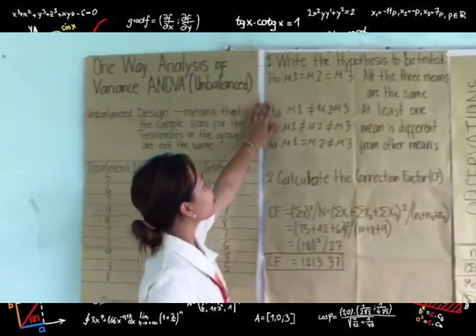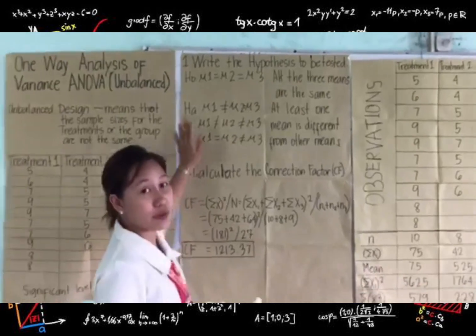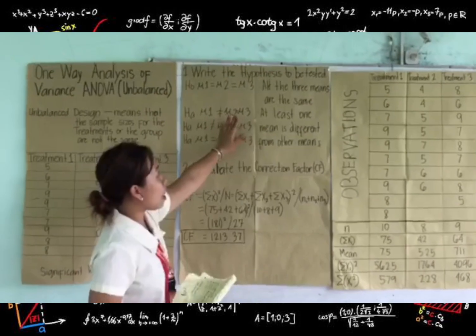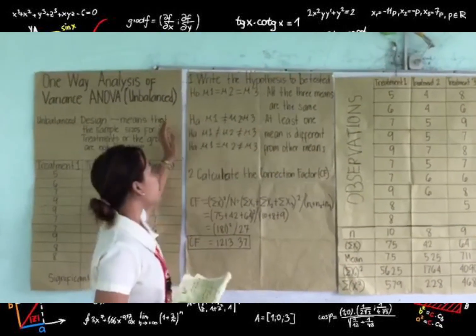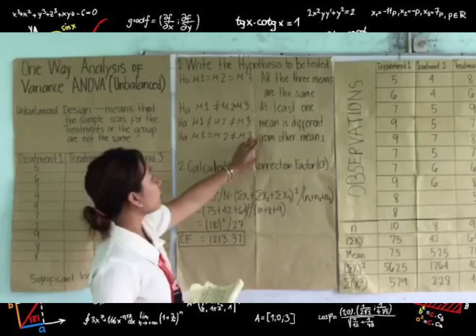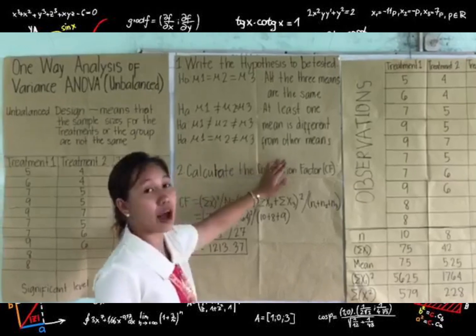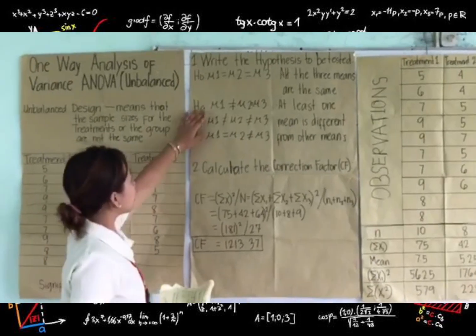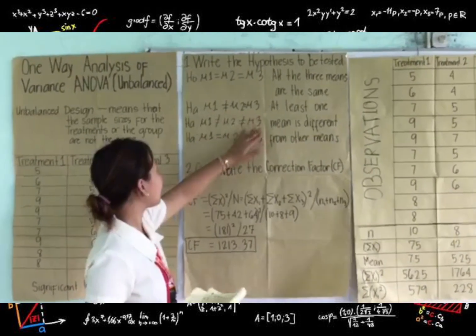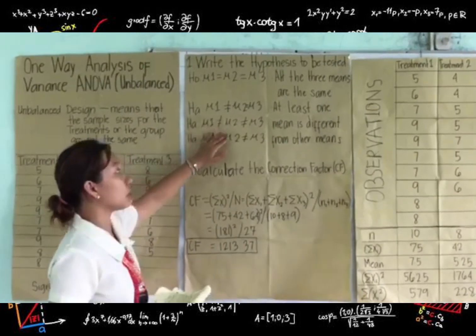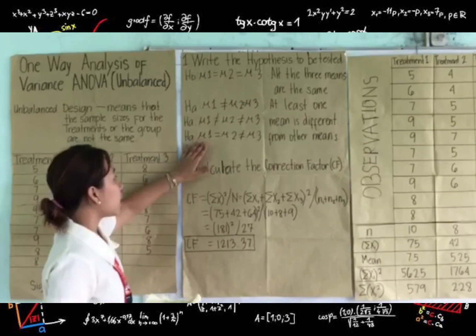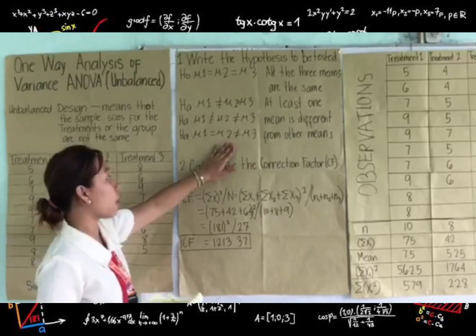For step 1, we have to write the hypotheses to be tested. The null hypothesis: all three means are the same. For the alternative hypothesis: at least one mean is different from the other means. That is, mean 1 is not equal to mean 2 equals mean 3; mean 1 is not equal to mean 2 is not equal to mean 3; or mean 1 is equal to mean 2 is not equal to mean 3.